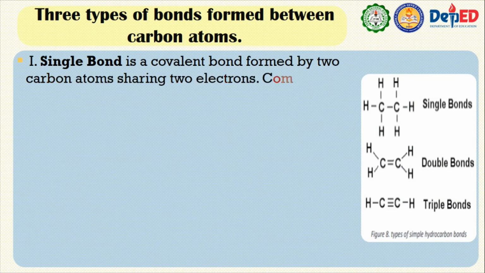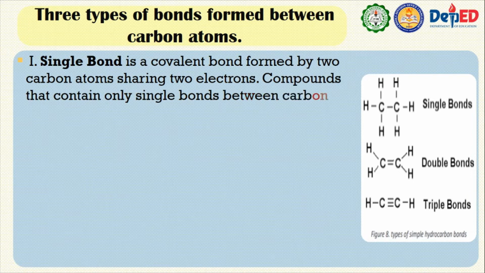1. Single bond is a covalent bond formed by 2 carbon atoms sharing 2 electrons. Compounds that contain only single bonds between carbon atoms are called alkanes.